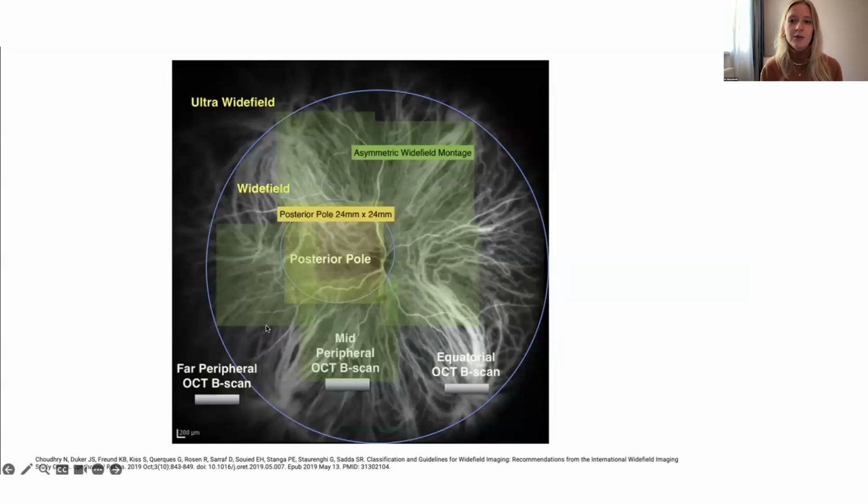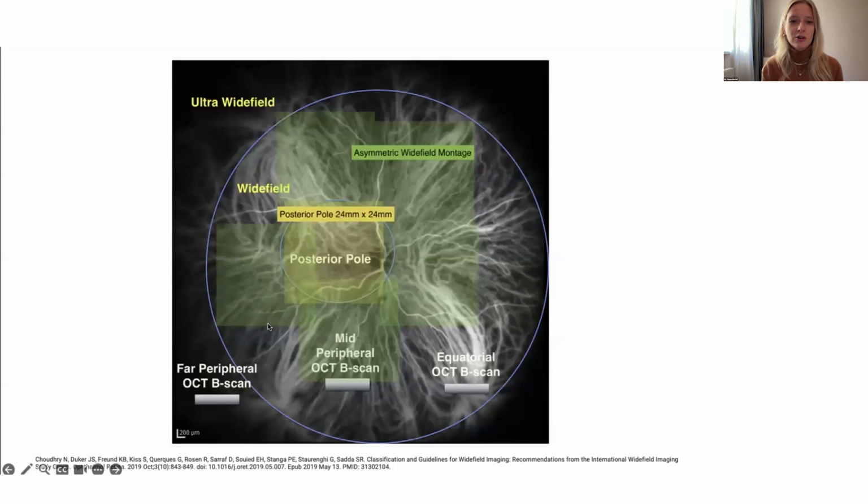And this ICG picture shows us the delineation between the posterior pole images, which are represented in the inner blue circle, as well as a widefield image in the outer blue circle, and the far periphery, which is located beyond the anterior border of the vortex veins and can be seen in ultra-widefield images.